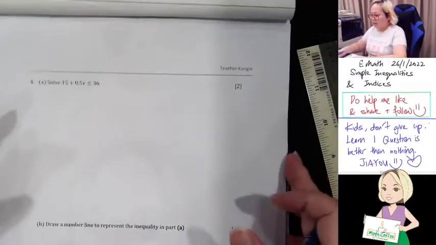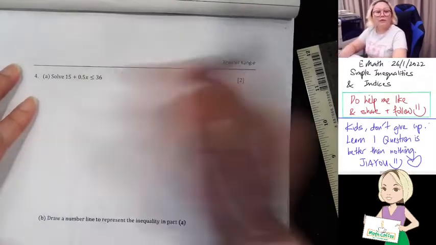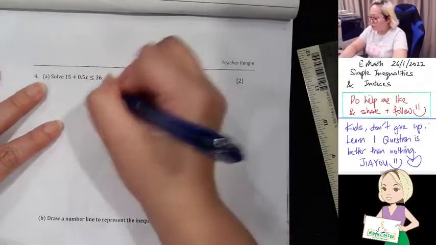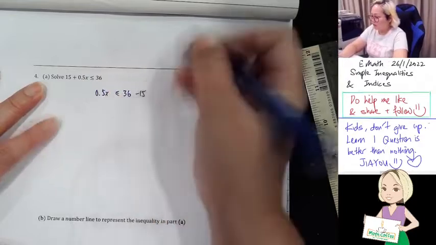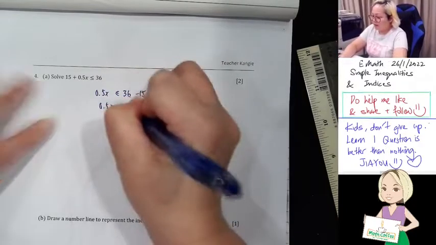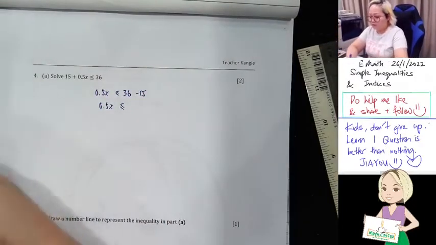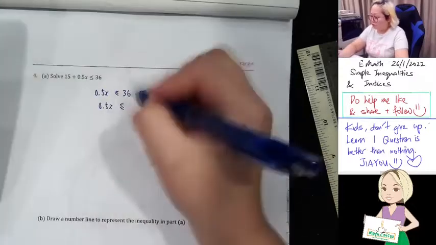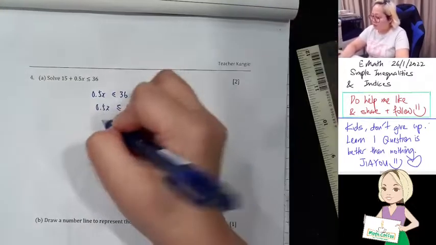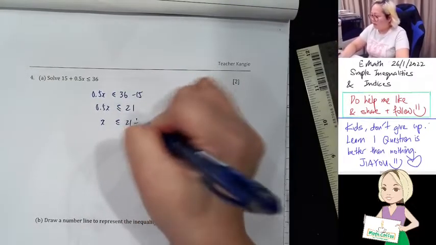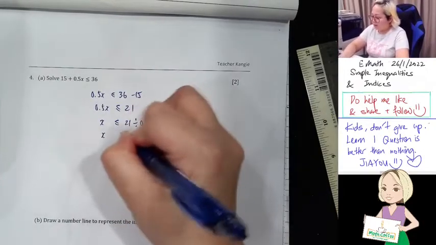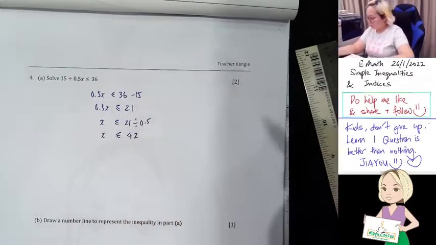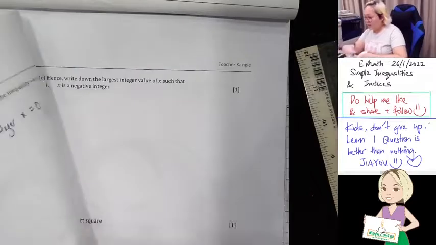Okay. Come, let's do this one. Okay, solve this. So it will be just 0.5x less than or equal to 36 minus 15. So it will be 21. Okay, so x less than or equal to 21 divided by 0.5. So it's 42. X is less than or equal to 42. Okay, this one nothing much.